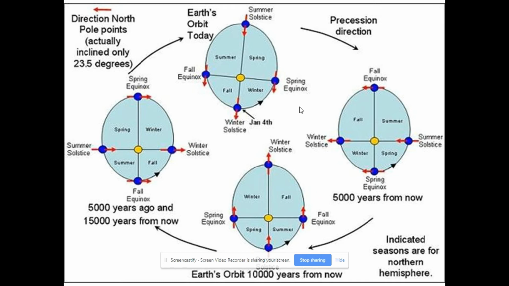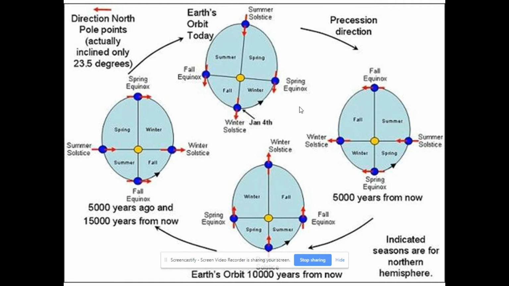Go further along to Earth's orbit 10,000 years from now, and now we see that at perihelion in the northern hemisphere, the tilt of the axis is directed at the sun, and then at aphelion, winter solstice for the northern hemisphere is away from the sun. Now it's going to get a lot colder and a lot hotter, respectively. And also notice how, right, summer, spring, winter, fall.